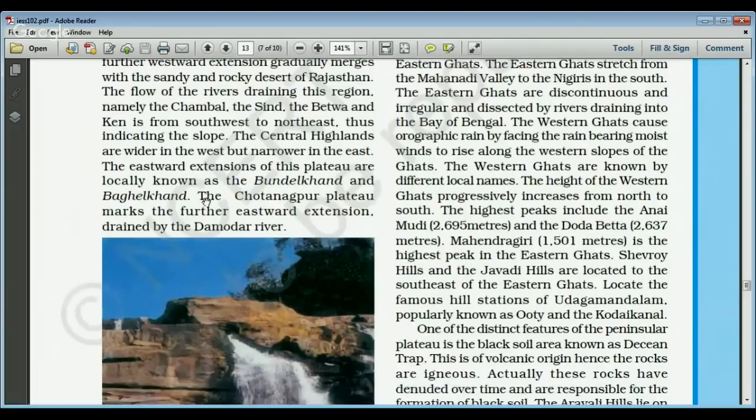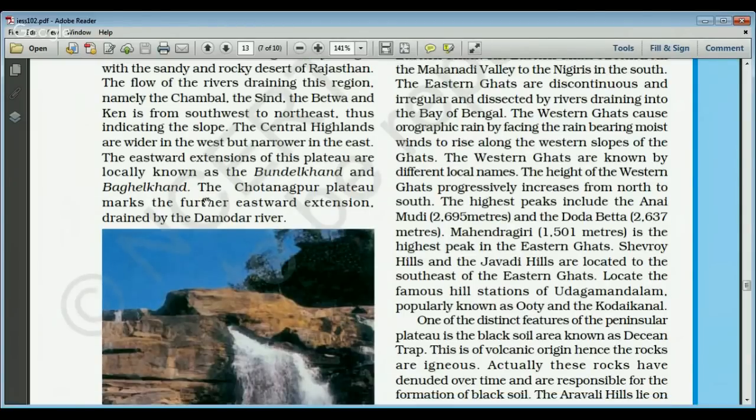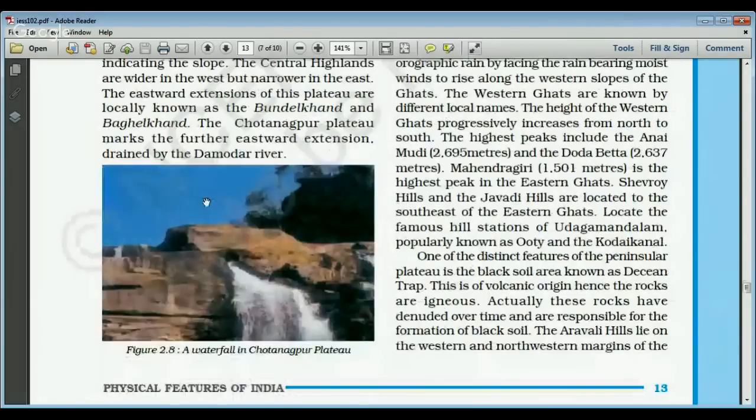And the Western Ghats cause orographic rain when the southwest monsoon winds try to cross over the Western Ghats, resulting in the formation of rainfall. They cause orographic rain by forcing the rain-bearing moist winds to rise along the western slopes of the Ghats. And the Western Ghats are known by different local names also. The height of the Western Ghats progressively increases from north to south.